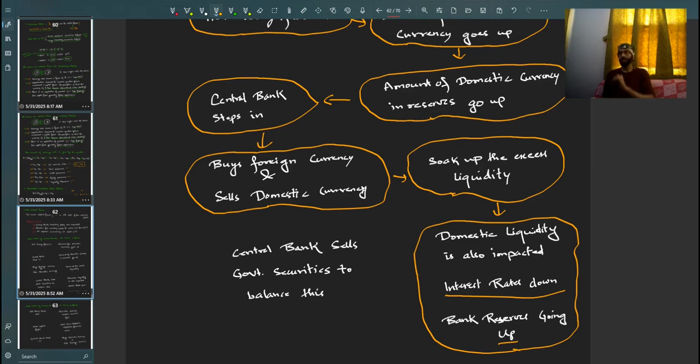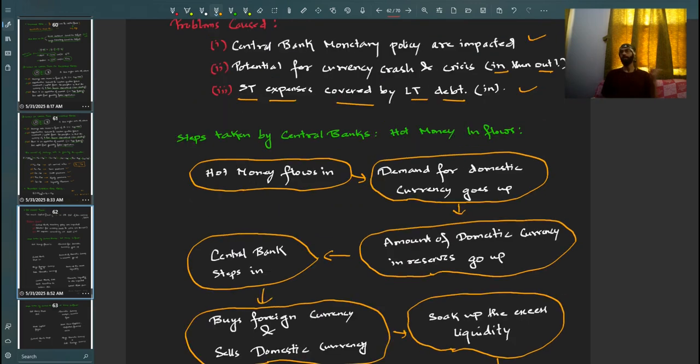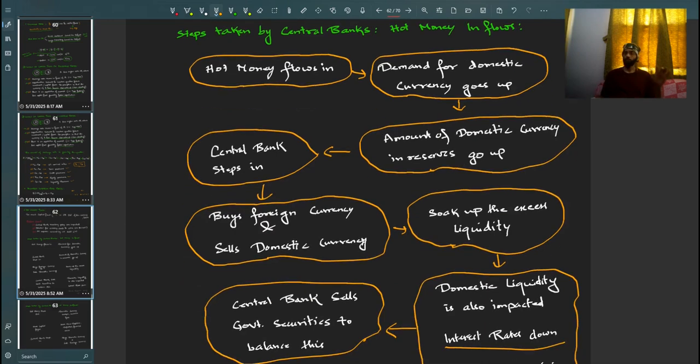Now, because of these three situations, one more step the central bank has to take, which is to sell government securities. They can sell government securities to balance this. They can balance the bank reserves, they can balance the interest rates by selling government securities. So these are the steps, a series of steps, right? So first the hot money flows in, then demand for domestic currency goes up, the amount of domestic currency in reserves goes up, central banks step in, buy the foreign currency and sell the domestic currency.